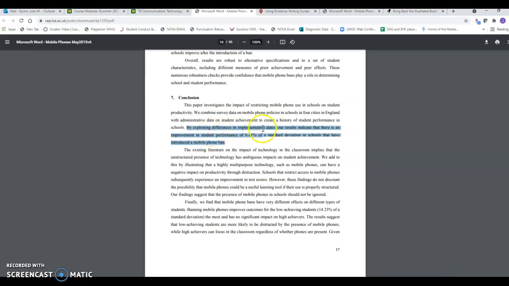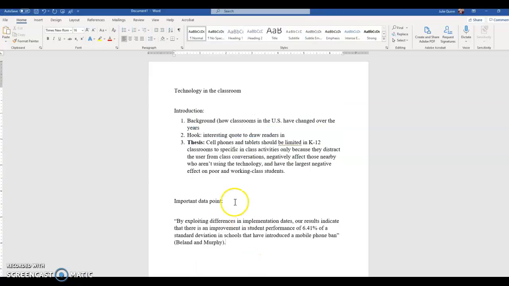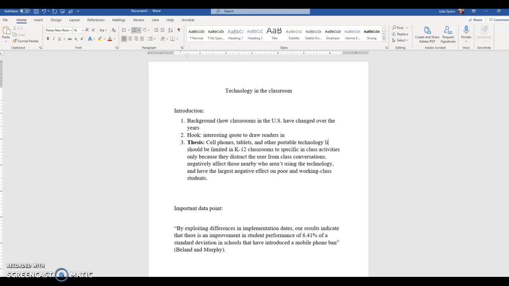By exploiting differences in implementation rates, our results indicate that there is an improvement in student performance of 6.41% of the standard deviation in schools that introduced a mobile phone ban. So imagine that I'm going into education, right? I'm in education already, and I'm writing a paper on technology in the classroom. And I want to argue that cell phones, tablets, and other portable technology like laptops should be limited.